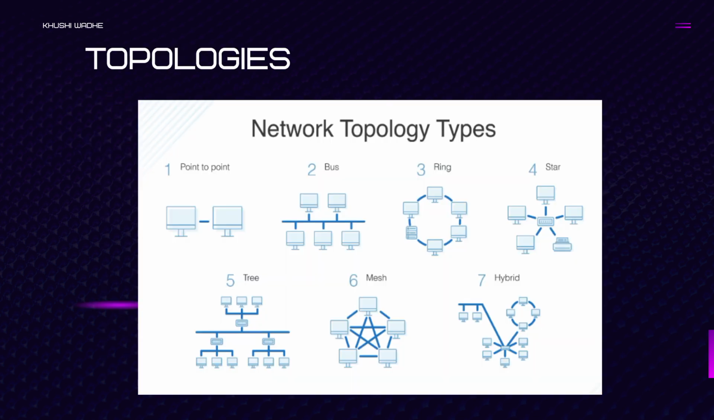Now the next topic is the topologies. There are 7 different network topologies in computer networks. These are the point to point network, the bus network, ring, star, tree, mesh and hybrid. These are the 7 types of topologies in computer networks.